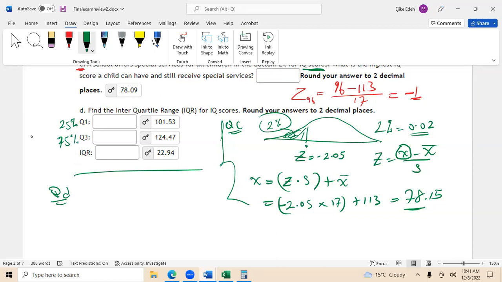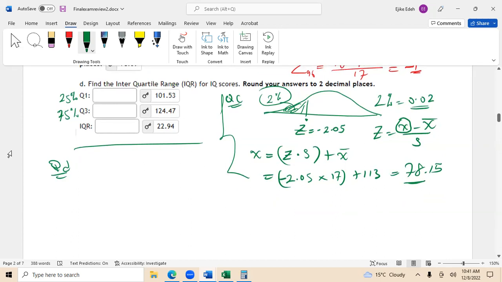So this question is simply asking you to find if this area was 2% here. If the area was 25%, what would be the answer? You are repeating the same thing we just did. If the area was 75%, what would be the answer? You're repeating the same thing. Okay, but let's see, at least we can do Q1. I'm going to use, let's go back to red to make it different.